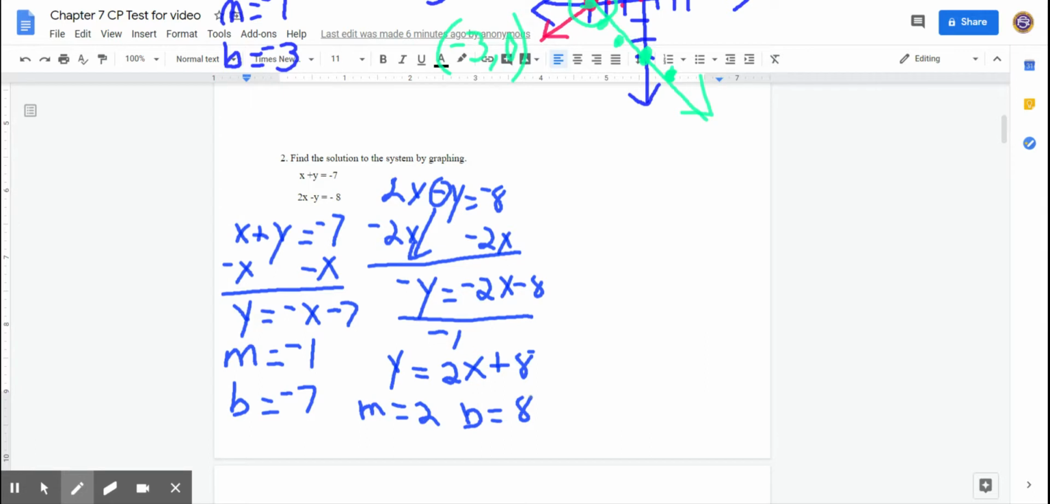So now we actually have a y-intercept of 8 and a y-intercept of -7. So that's pretty far away. So I need to go 1, 2, 3, 4, 5, 6, 7, 8. And I need to go down 1, 2, 3, 4, 5, 6, 7 to get to my -7.